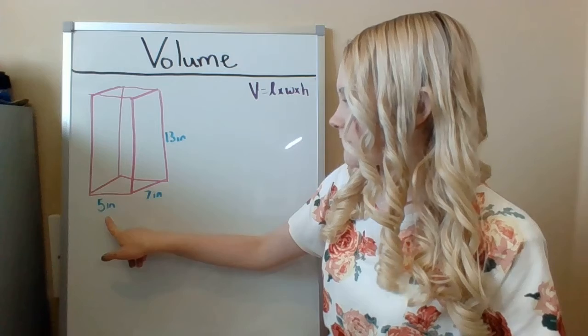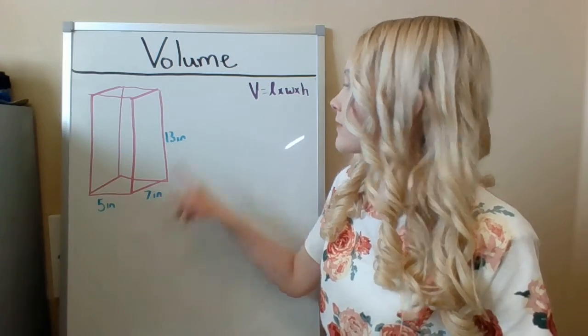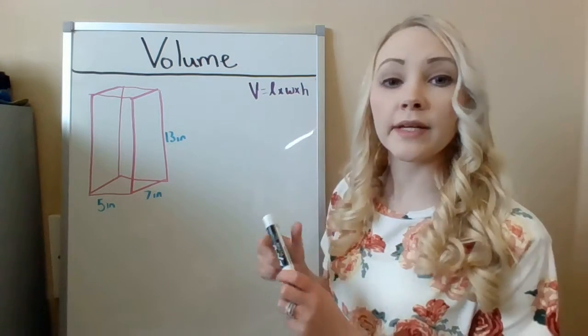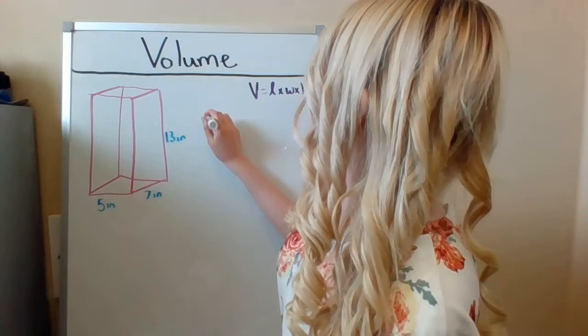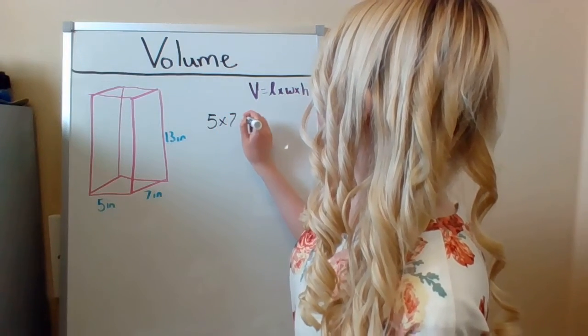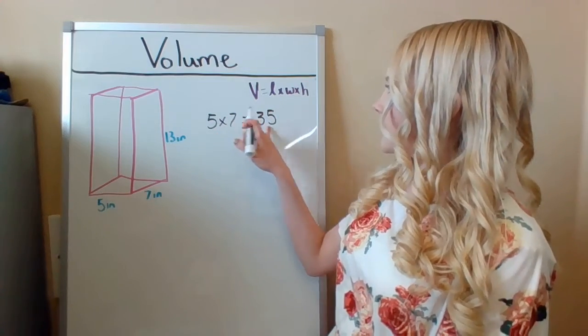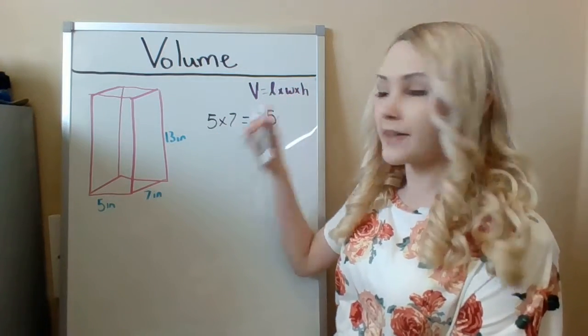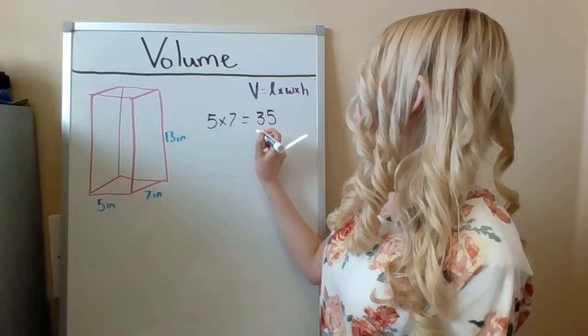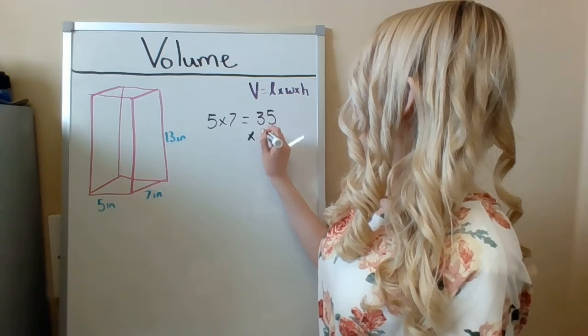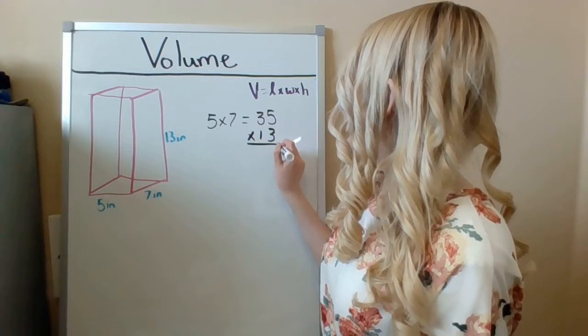So first I'm going to take 5 and I'm going to multiply it by 7 because I'm taking my length and I'm multiplying it by my width. So I know that 5 times 7 is equal to 35. Now that I have 35, I have to multiply it by the height. My height is 13. So I'm going to take this 35, I'm going to multiply it by 13.